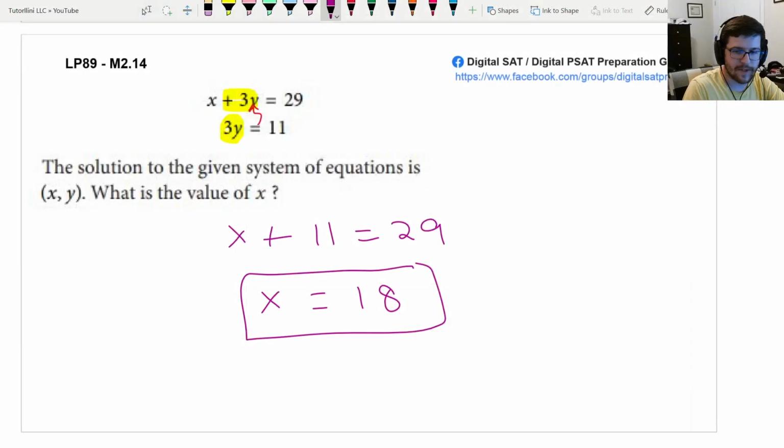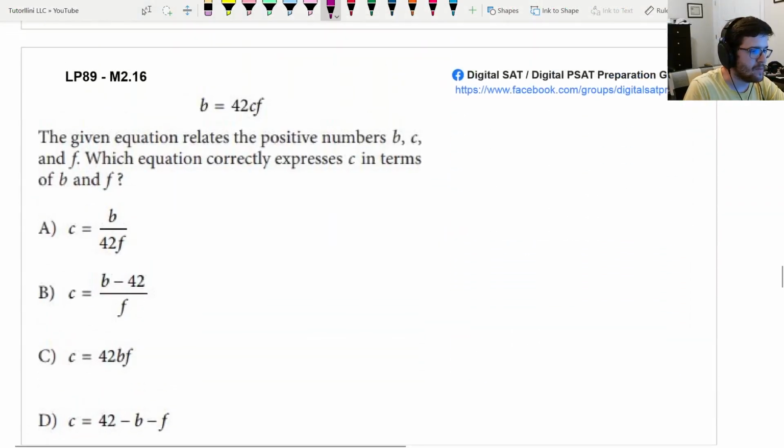All right, let's come back over here. Making good progress. This is a literal equation. As soon as you see the words in terms of, the letter you want to get by itself is the one in front, C. So I'm going to circle C in this picture. And we need to move a 42 and an F. They're both being multiplied. So I'll move this over here to make this more obvious.